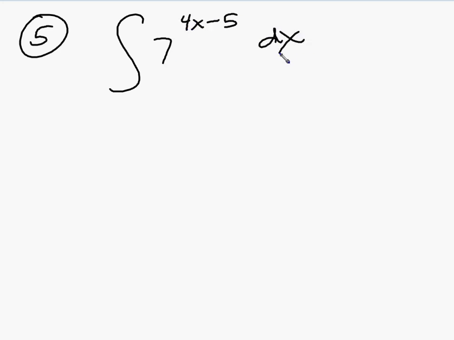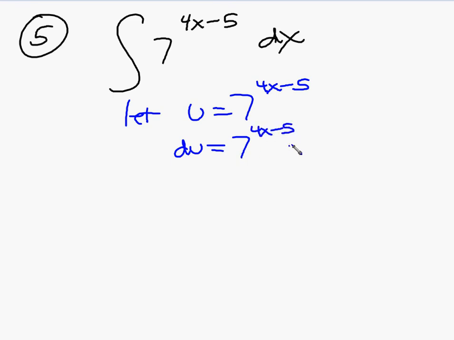I'm going to try to get through one more. The integral of 7 to the 4x minus 5 power. This is a similar type problem, but it's got one little quirky thing in it I want to go over. If I let u equal 7 to the 4x minus 5, then du equals 7 to the 4x minus 5 times the natural log of 7 times the derivative of this, which is 4 dx.